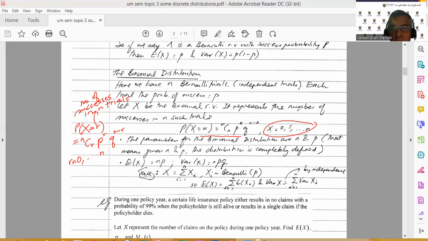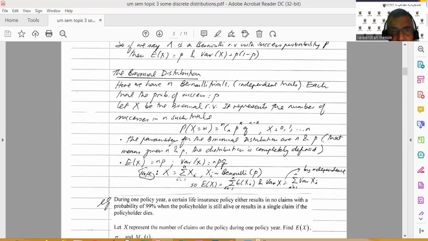That's the story. Good. So we want to talk about some definitions quickly. The parameters for the binomial distribution are N and P. N and P make up the parameters of a binomial distribution. It means that if you are given N and P, the binomial distribution is completely defined.